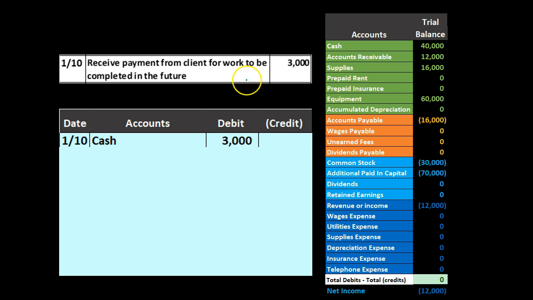Now, when we think about this one, we ask, why would a client give us payment? Why would someone give us money? Well, if we're a company, it's because we did work. And so you would think it has something to do with revenue. The question always is, however, when did we do the work? Did we do the work before we got the payment? Did we do the work at the same time we got the payment? Or did we get the payment before we're going to do the work?